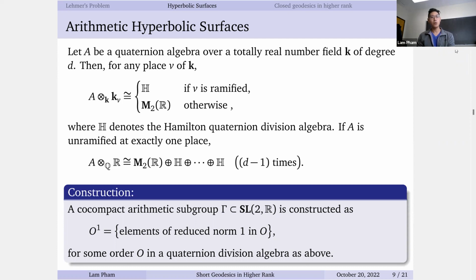You pick an order O inside your quaternion algebra A, and you take the elements of reduced norm 1 inside that order. The reduced norm will correspond to the determinant if you embed your quaternion algebra inside a matrix ring. And so that's why the elements of reduced norm 1 in that quaternion algebra will then give you elements inside SL2R, because then you can project onto the M2(R) factor. And if you take this construction, whatever happens in the division algebra factors will actually be compact.